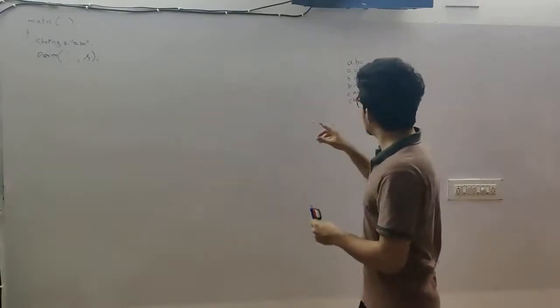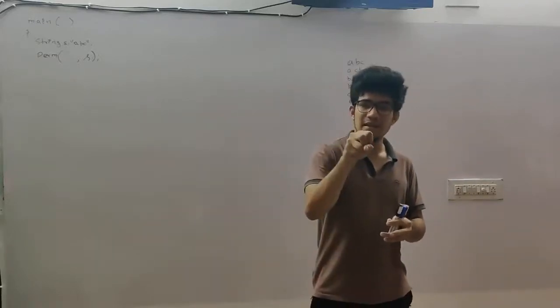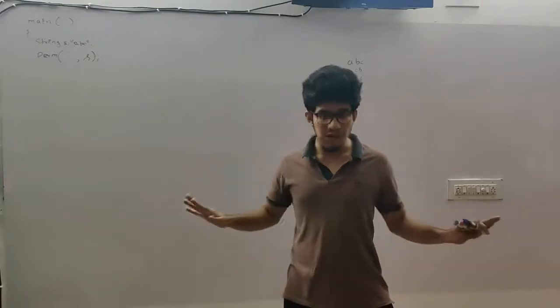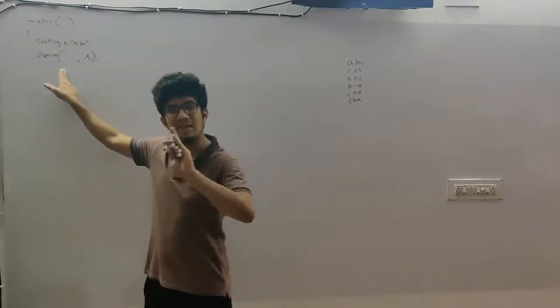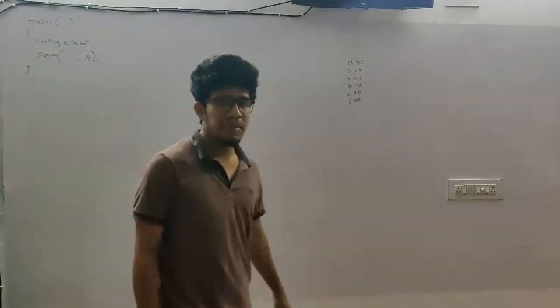So from the string ABC, I have to pick one element and give the result. Right now I don't have any result. That's the reason I am writing an empty string. Why? Because here the results are going to come. That's it. My main method is over.